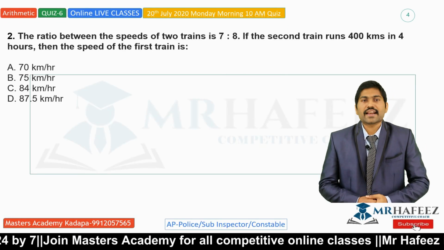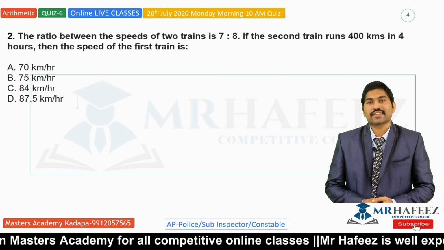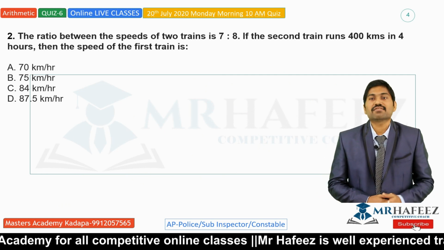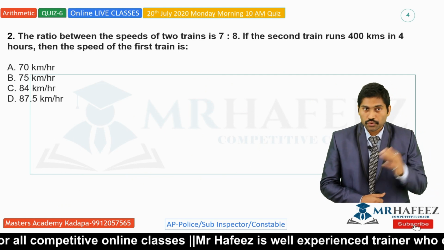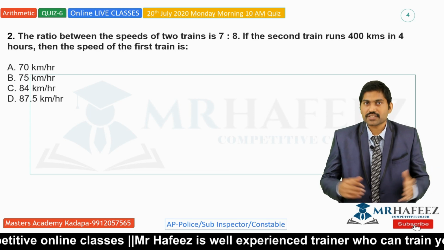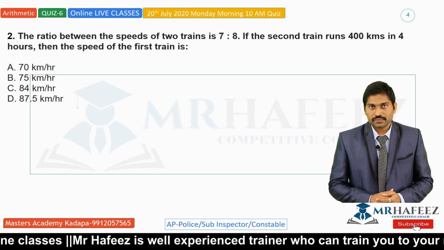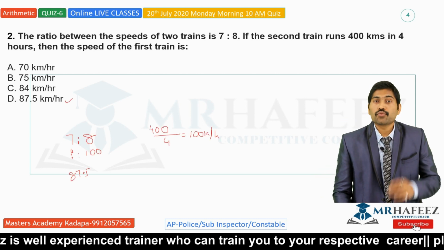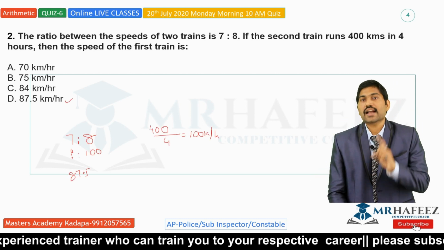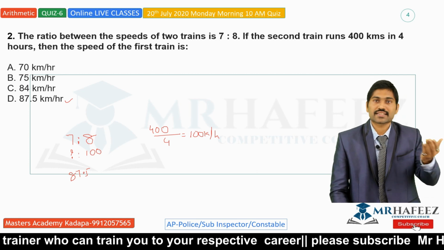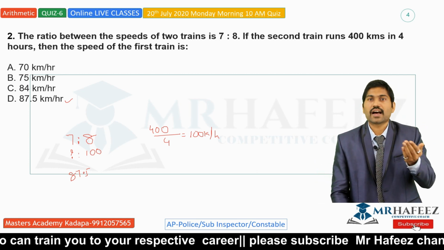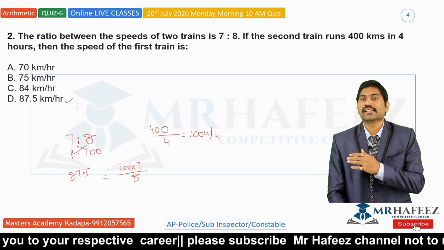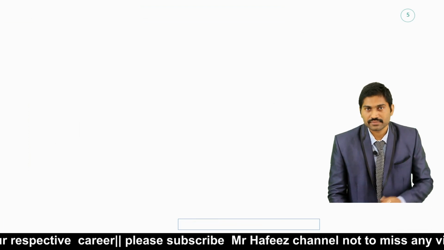Next question. The speeds of two trains are in the ratio 7:8. The second train runs 400 km in 4 hours. Then the speed of the first train is very simple. 400 kilometers in 4 hours means 400 divided by 4 is 100. 100 km per hour is 8 parts. 7 parts is how much? Very simple: 100 by 8 into 7, the answer is 87.5.